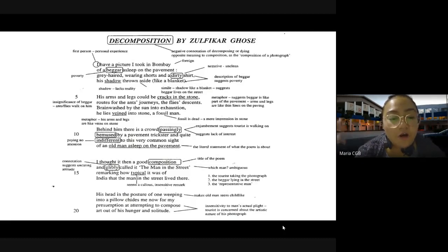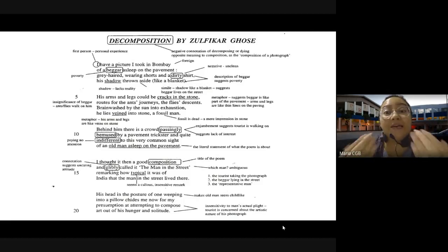Okay, fourth stanza. I thought it then a good composition. Now let's stop here and let's go back to the title. All right, because we didn't analyze it. I didn't want to analyze it then until we've gone through this fourth stanza. Let's go to decomposition here. Decomposition has two meanings, right? The first meaning would be something that breaks down, right? Decomposition, something that breaks down, something that dies.